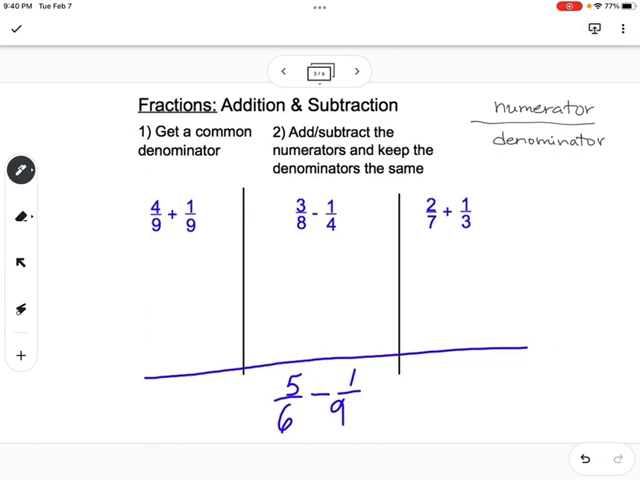So looking at the first example here, we have 4/9 plus 1/9. So the first thing, getting a common denominator, these already have the same denominator, so we can just add the numerators. So it's going to be 4 plus 1, which gives us 5, and we keep the denominator the same, which is 9.